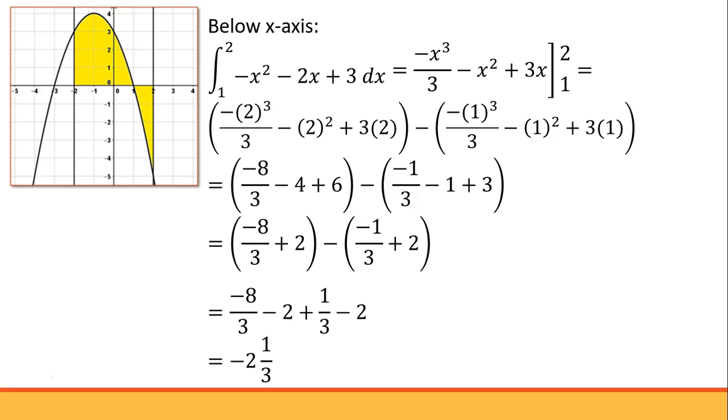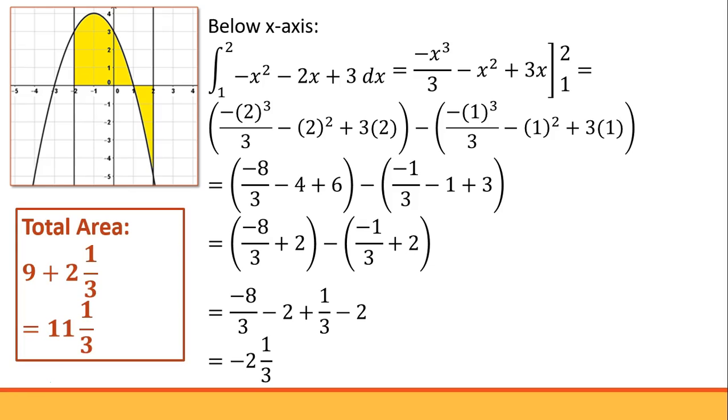To find the total area above and below the x-axis, we're going to have to take the absolute value of that area below the x-axis. So we'll consider the area below the x-axis to be a positive 2 1/3, which, when we add that to the 9, gives a total area of 11 1/3 square units.